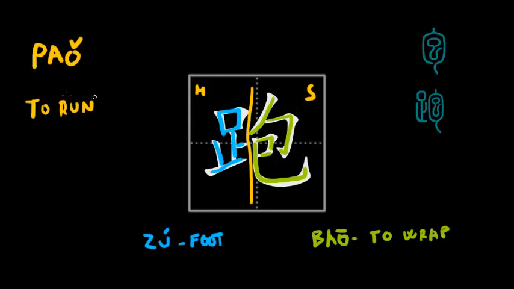Now, what I wanted to show you is what this sound element, or phonetic element, used to look like in earlier scripts, and particularly in the seal script, which are these two characters over here. The top character is this green bāo, to wrap element, as it was written in the seal script, which is a script that has been in use in China since 200 BC until roughly the 4th, 5th, 6th century AD.